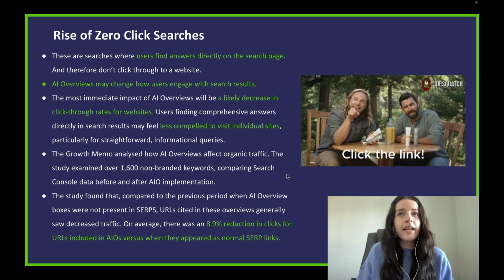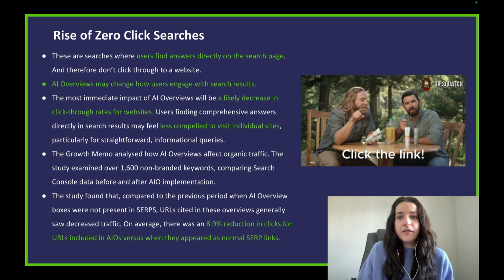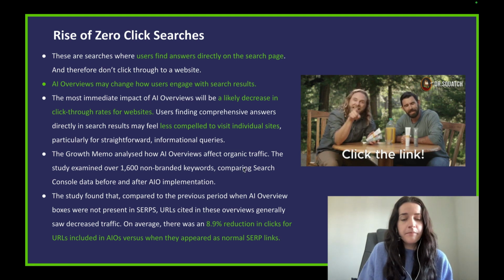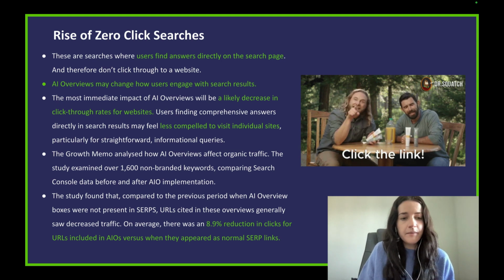And it definitely, AI overviews populate more when it comes to those more informative search queries, as opposed to shopping. But regardless, I think that's definitely something that we're going to continue to see. And there was a really interesting study done by the Growth Memo, and they analysed how AI overviews affect organic traffic. So they examined about 1,600 non-branded keywords and compared the Search Console data before and after the AIO implementation.